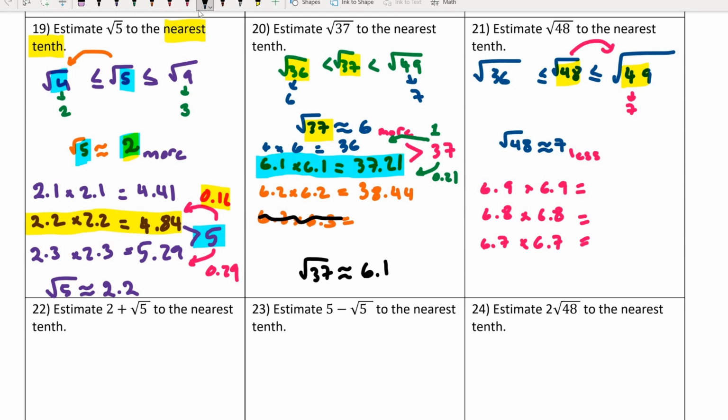Okay, so 6.9 times 6.9 will be 47.61. 6.8 times 6.8 will give you 46.24. So it goes way lower than 48, which means I have 7 times 7, which is 49. So 48 stays in between these two numbers, 49 and 47.61.